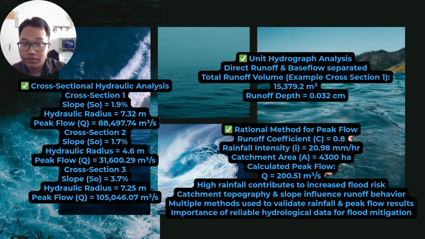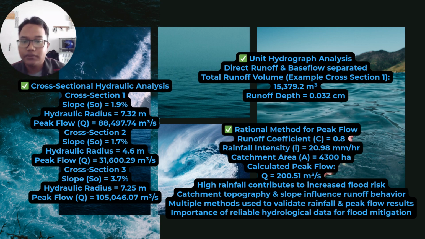First, cross-section 1: slope 1.9%, hydraulic radius 7.32 meter, peak flow Q 88,497.74 meter cube per second. For cross-section 2: slope 1.7%, hydraulic radius 4.6 meter, peak flow Q 31,629 meter cube per second.